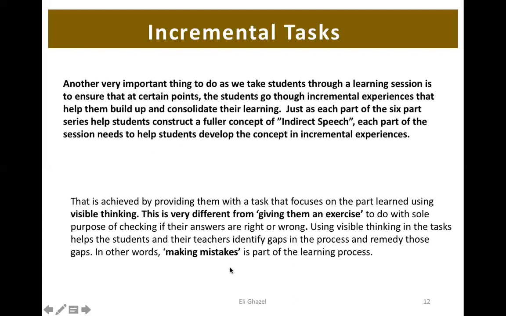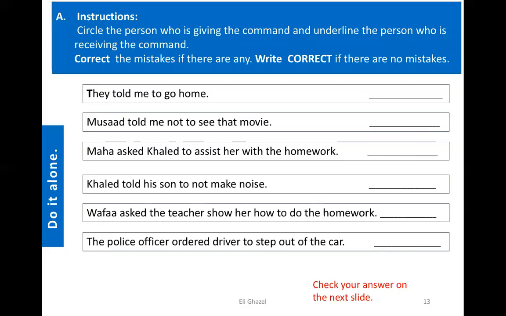So in other words, making mistakes is part of the learning process. So let's illustrate it with this incremental task that we're going to give the students. Notice the instructions at the top. Circle the person who is giving the command. So that's visible. And underline the person who is receiving the command. That's also visible. So we are focusing on who is giving the command, who is receiving the command, and what happens to the reported part, when we change the direct command like go to go.